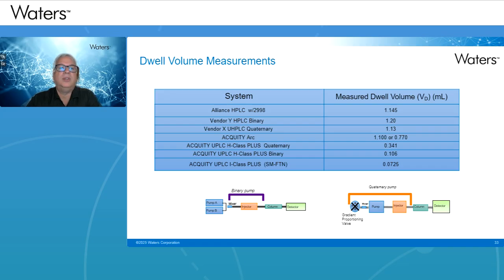And then we have a couple of others that will be binary or quaternary systems. We have the UHPLC H-Class and I-Class. You can see that the H-Class Plus will be 0.3 mL, this one will be 0.1 mL, and this one will be 0.07 mL. But again, these are just to give you some idea of what you should get, and when you calculate it, you should be close to those values. In the worst case scenario, you can use those values. Okay.